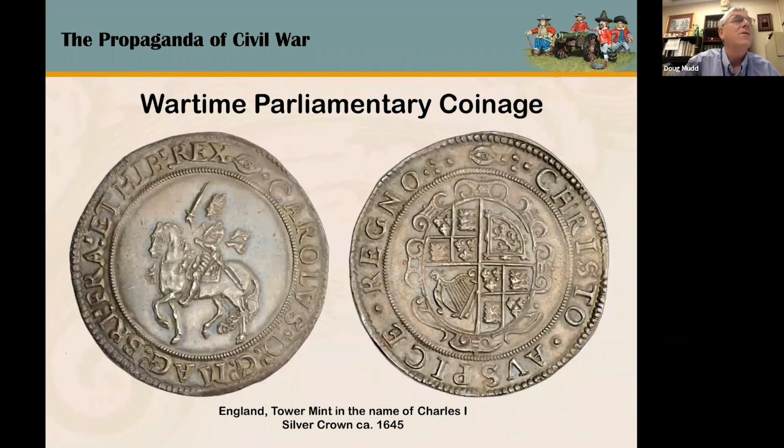And here you have an example of a crown, same situation. Christo auspici regnos: Charles rules under the auspices of Christ, and his titles and everything else. So you would think that everything was hunky-dory, normal, and not a problem. But the news of the day would tell you differently, as the fighting continued, with at first the royalists gaining the ascendancy, and then gradually the parliamentarians slowly gaining more and more control of the country.